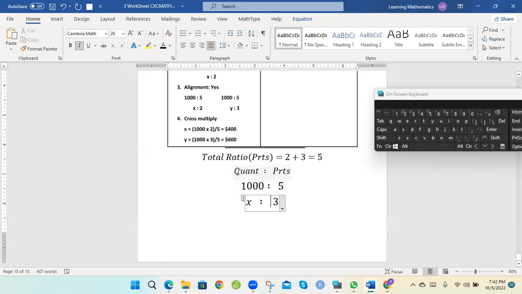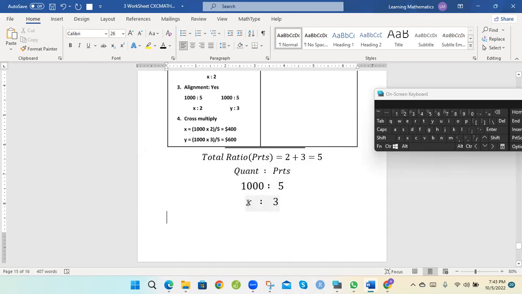So step number 1, labeling ratio. Step number 2, a ratio with 2 numbers. Step number 3, a ratio with a letter and a number. But for this particular situation, a prior step is to find the total parts. Now the 4th step is to make sure that everything is aligned: quantity on the quantity, parts on the parts. That has been achieved. So step number 5 now is cross multiply and divide.